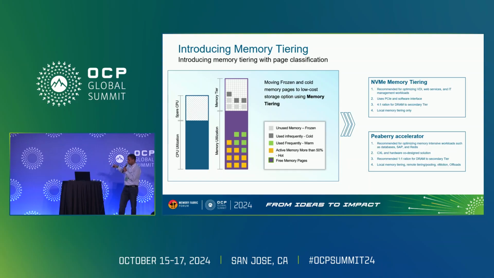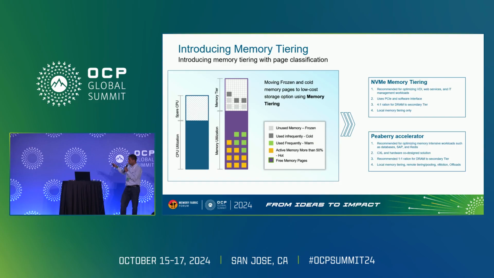I'll share some real benchmark results which illustrate this very point, where we end up densifying and provide good performance, improve CPU utilization, and resource efficiency. So we have two solutions today that we are working on. NVMe memory tiering was tech previewed in the previous vSphere release. It's going to be GA'd in the next one.